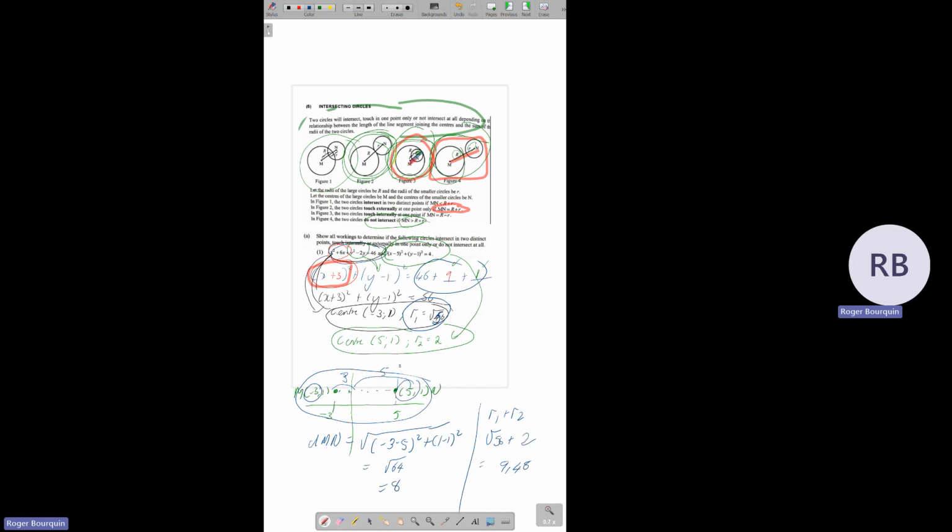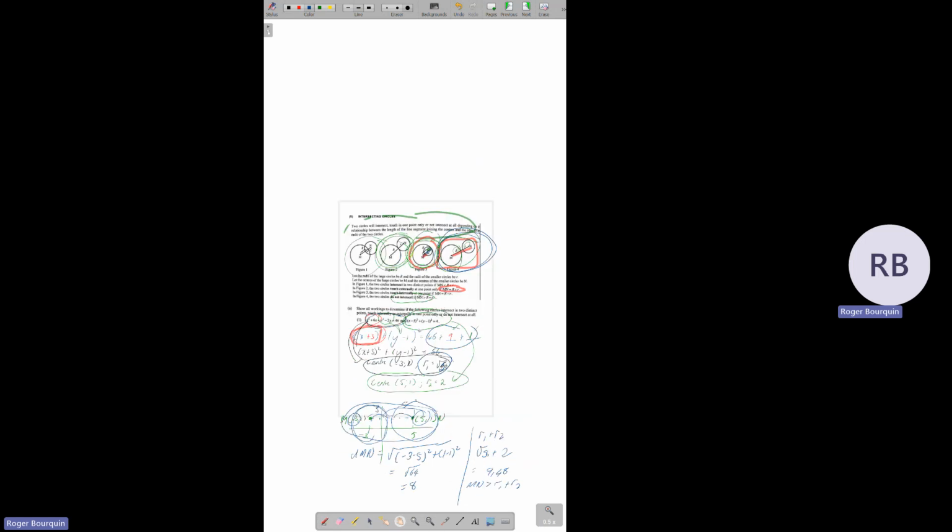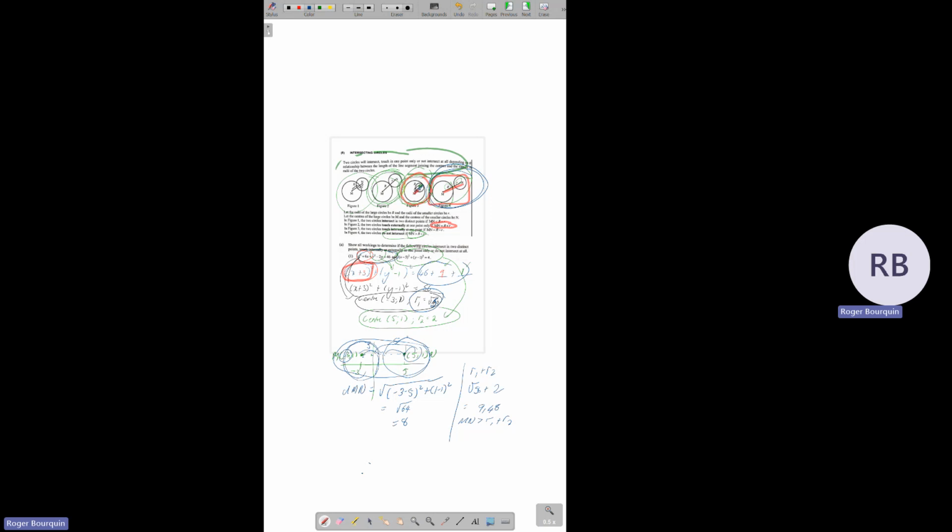So what that means is the distance between the centers is equal to 8. So in other words, the distance between M and N is greater than R1 plus R2. So it's this last scenario over here. The distance between M and N is bigger than R1 plus R2. In other words, if you took the two radii and added them together, it's not going to be as big as the distance between the circles. So you're going to say, therefore, the circles do not intersect.